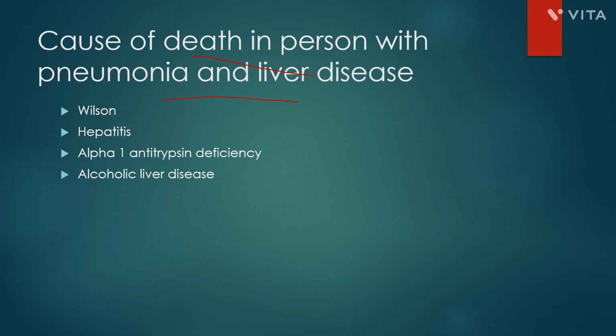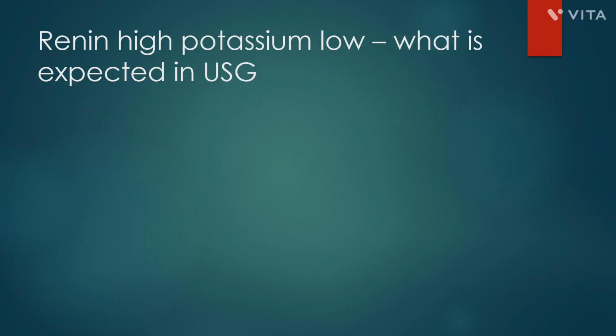So the question didn't make sense to me. It seemed like some underlying lung and liver disease, maybe due to Wilson or alpha-1 antitrypsin. Now coming with pneumonia, and they die due to decompensated liver disease maybe, and the infection. Another scenario where the renin was high, the potassium is low. What is expected in USG? They gave different options like one kidney is small, both kidneys are shrunken, adrenals are enlarged.